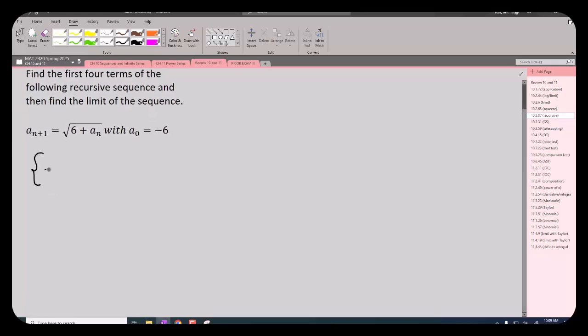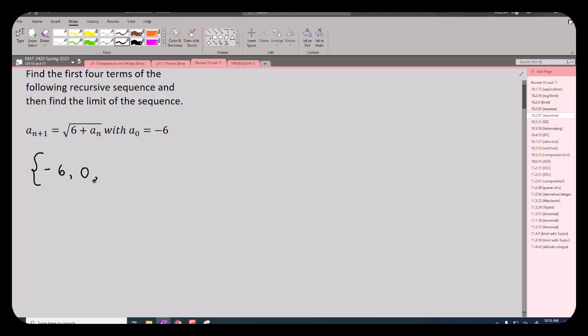This sequence is going to start with -6. Whenever something's given to us recursively, we need to have a start value, and then the function creates our subsequent value. So what is a sub 1 going to be? a sub 0 is -6, so we plug -6 in right here, so we have 6 minus 6. We get the square root of 0, which is 0.